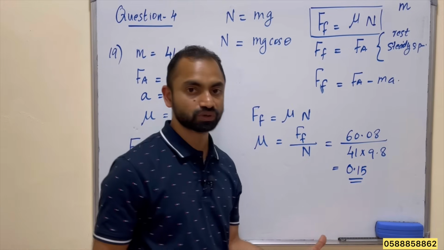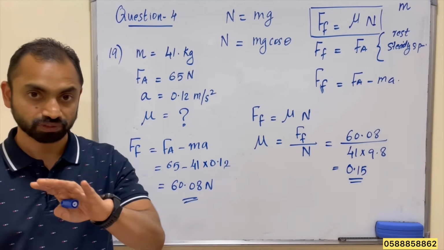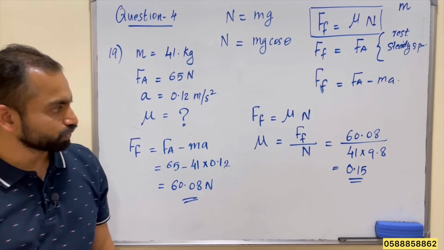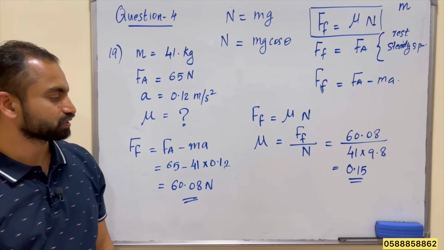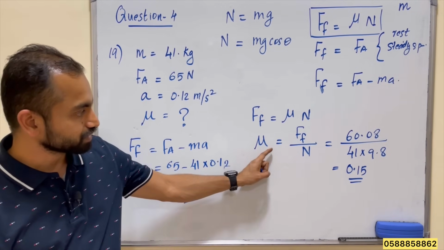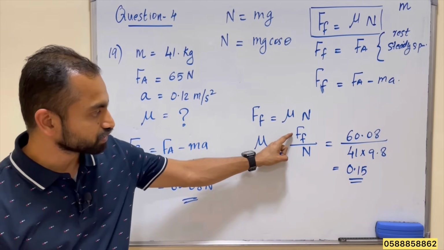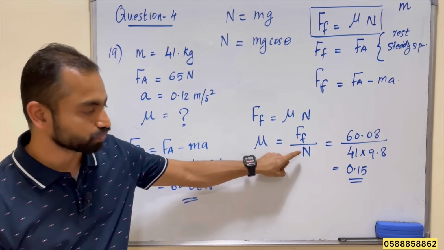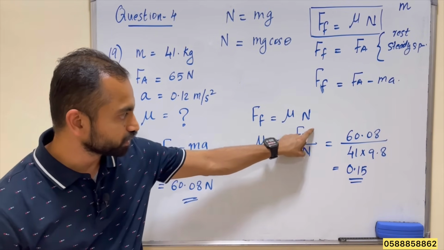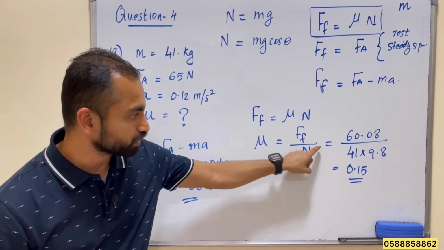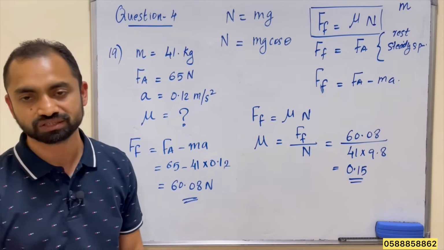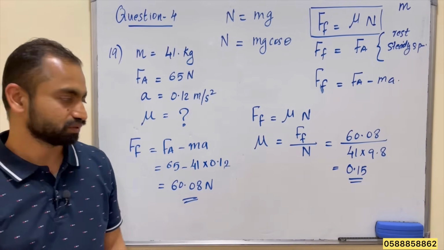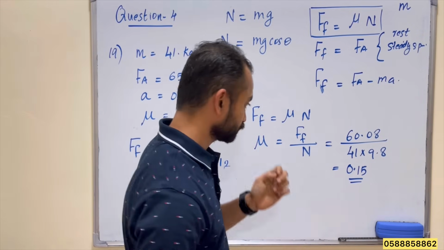What is the unit of the coefficient of friction? No unit. The coefficient of friction has no unit. Why no unit? Because the coefficient of friction is the ratio of frictional force to the normal force, right? It is the ratio of two forces. Here the unit will be Newton, here also the unit will be Newton. Newton cancelled. Coefficient of friction is a unitless quantity.